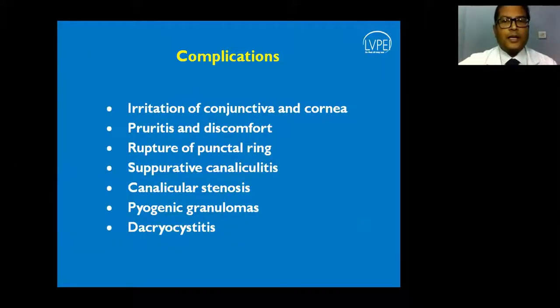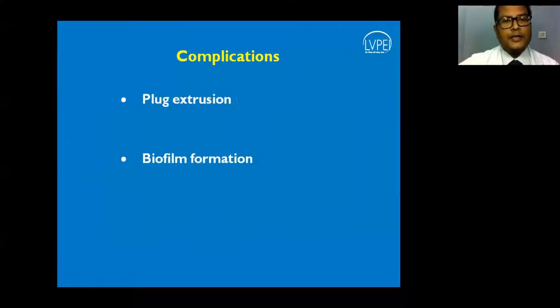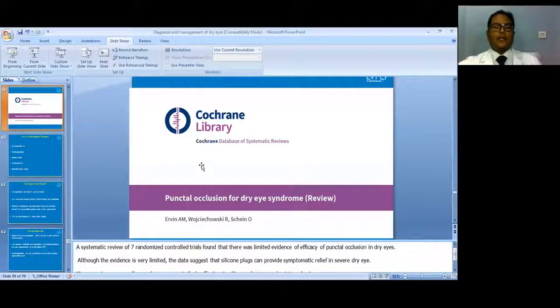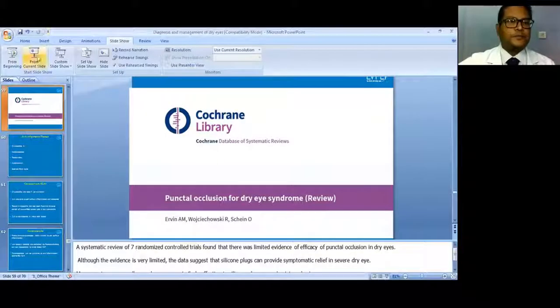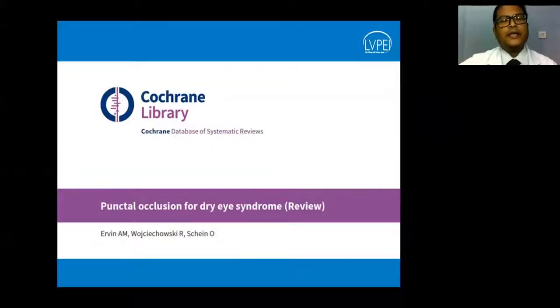However, punctal plugs can have a lot of complications. These include irritation of the conjunctiva, cornea, pruritus and discomfort, rupture of the punctal ring, suppurative canaliculitis, canalicular stenosis, pyogenic granuloma, and dacryocystitis. The plugs may also be extruded or they may promote a biofilm formation. Punctal occlusion for dry eyes: we don't really have a lot of literature, and there is very limited data which has found that it may be of limited benefit in dry eye disease.